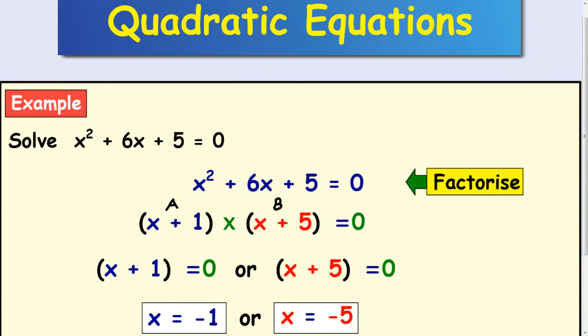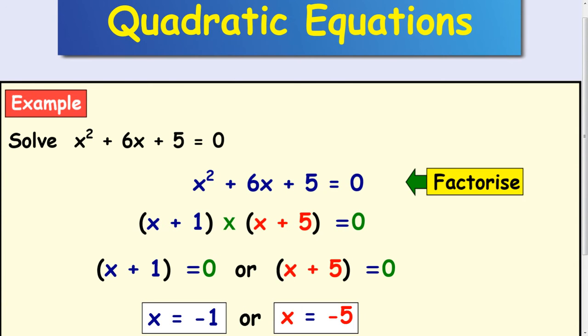So let's see how that works. If you put negative 1 up here, you'll get negative 1 plus 1. So this value would come to 0. So we'd have a 0 here. And then you would have negative 1 plus 5. So that would come to 4. But 0 times 4 is 0, so that works.